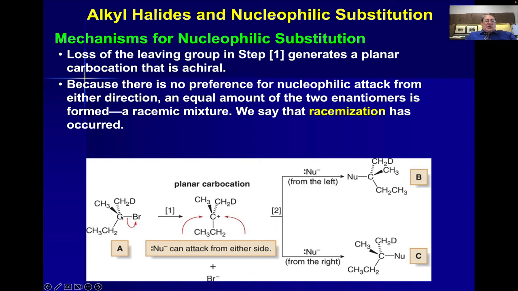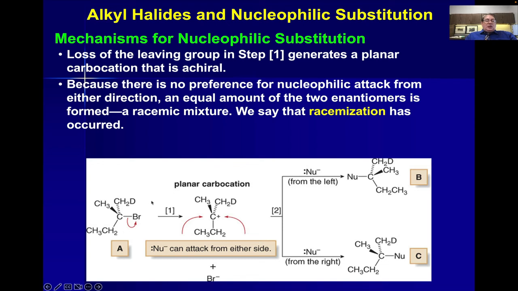So this is a tertiary alkyl halide because this carbon is bound to 3 other carbons, and all of them are different. We have a methyl group. We have a methyl group that has a deuterium on it, so that's clearly different than this. And we have an ethyl group. So we have 3 different carbons here, and we have bromine. So there are 4 different things attached to this carbon, which makes it chiral, right?